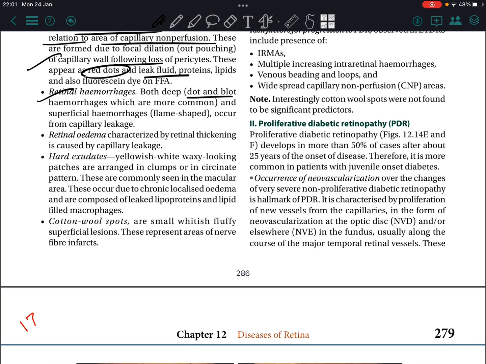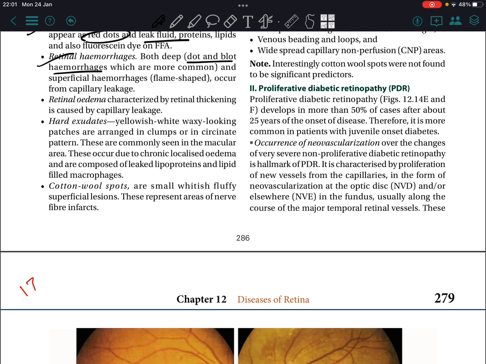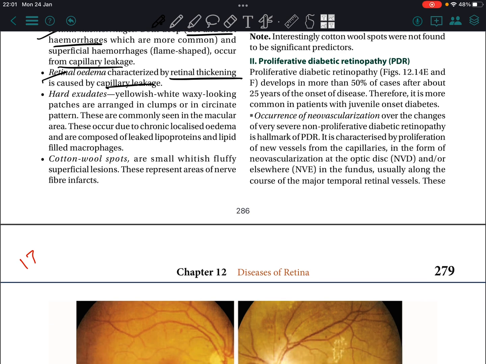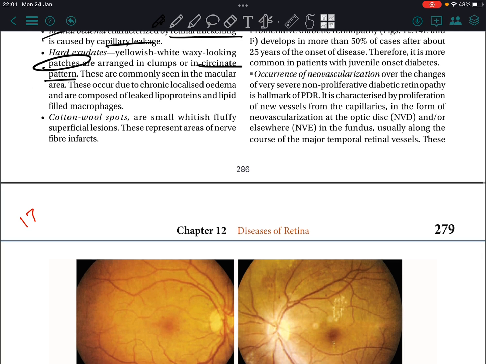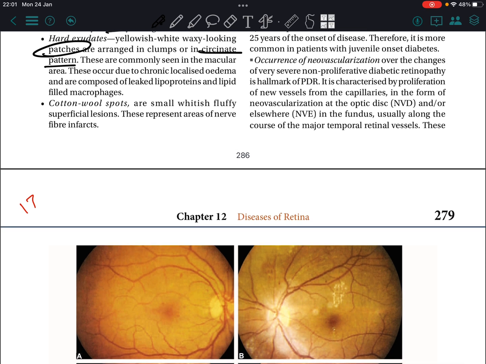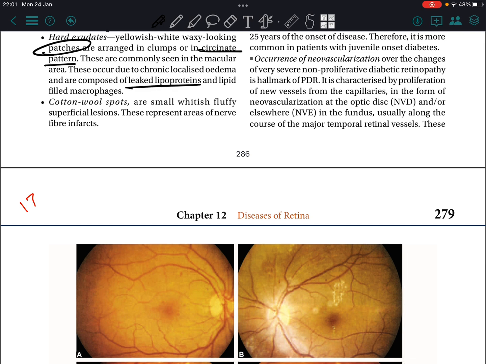Retinal hemorrhages, both deep dot and blot hemorrhages, which are common, and flame-shaped superficial hemorrhages, occur from capillary leakage. Retinal edema is characterized by retinal thickening, due to capillary leakage. Hard exudates are yellowish white waxy looking patches arranged in clumps or in a circinate pattern. These are commonly seen in the macular area. These occur due to chronic localized edema, composed of lipoprotein and lipid filled macrophages.